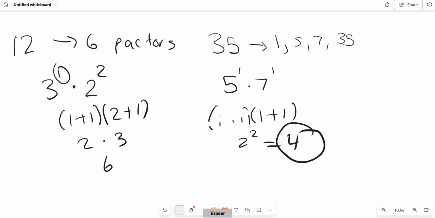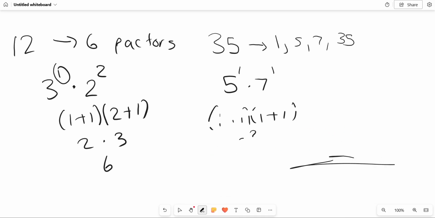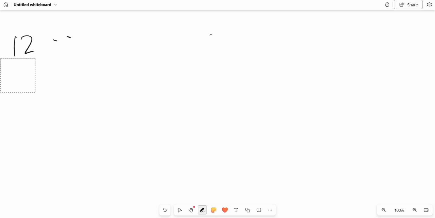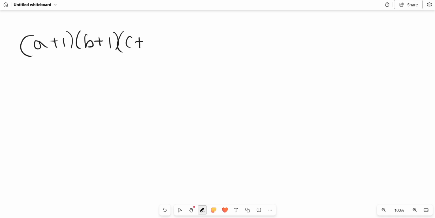Okay? So it's clear that this method works. Right? And it can be useful at times. So now let's get back to our original question. We know that our formula would just be (a plus 1) times (b plus 1) times (c plus 1) dot dot dot.